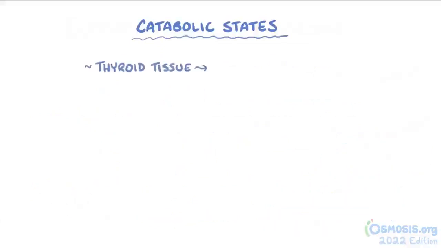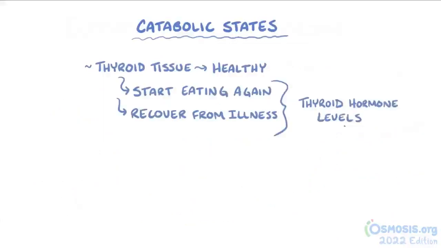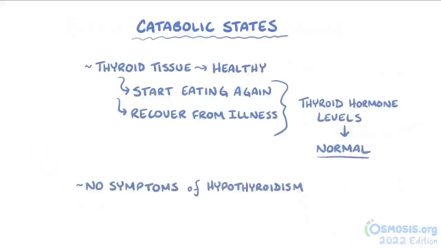Since the thyroid tissue is healthy and not directly affected in euthyroid sick syndrome, once a person starts eating again or once they recover from an illness, thyroid hormone levels return to normal. In euthyroid sick syndrome, there's usually no symptoms of hypothyroidism, because it's typically a temporary state.